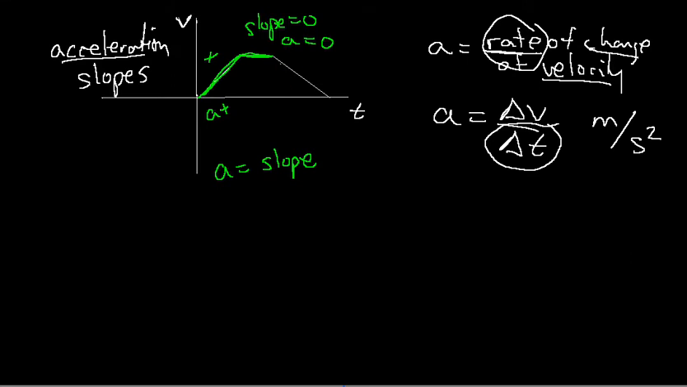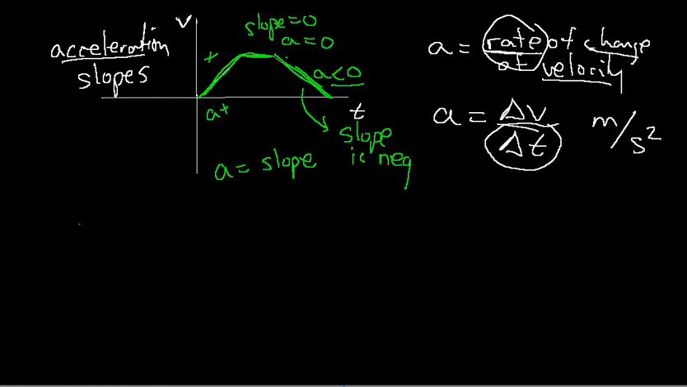Now let's look over here. You see this slope is heading downward, so the slope is negative. It's less than 0. So your acceleration is negative in this interval over here. I just wanted to point that out because we needed to know that. All right, that's about it with acceleration.